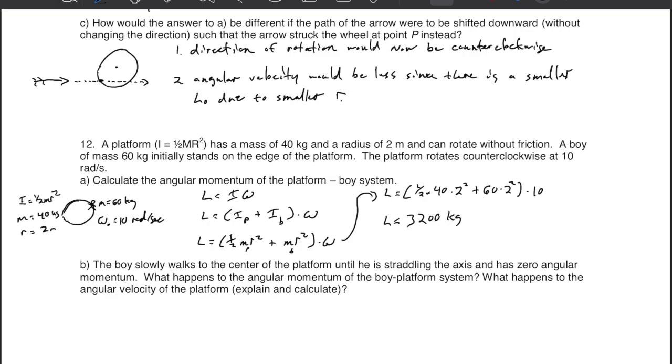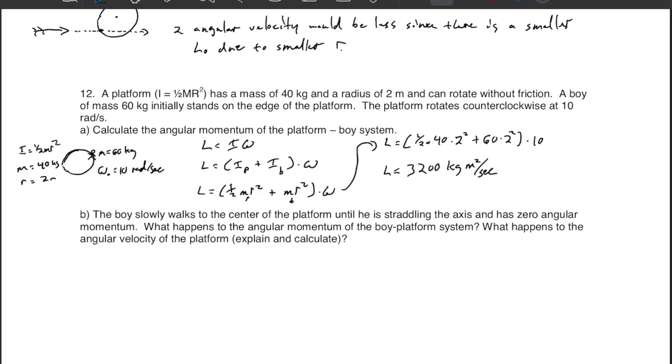There we go. There's our 3,200. All right, the boy slowly walks to the center of the platform until he is straddling the axis and has 0 angular momentum. What happens to the angular momentum of the boy-platform system? Let's take that one first.